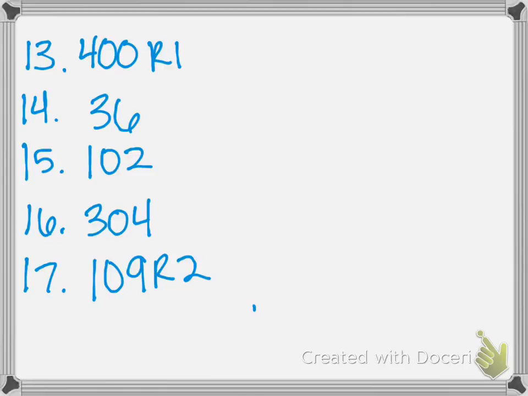Okay, so here are your answers for numbers 13 through 17. 13, you should have got 400 remainder 1. 14, 36. 15, 102. 16, 304. And 17, 109, remainder 2.